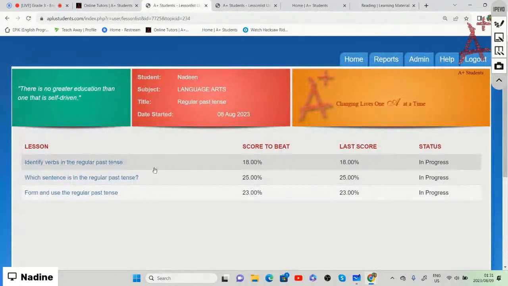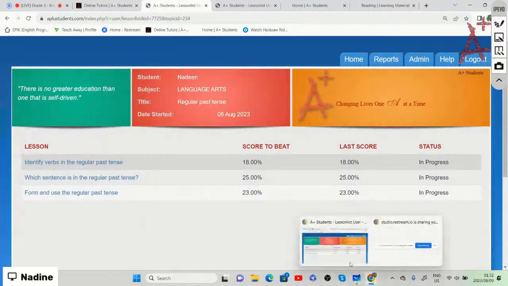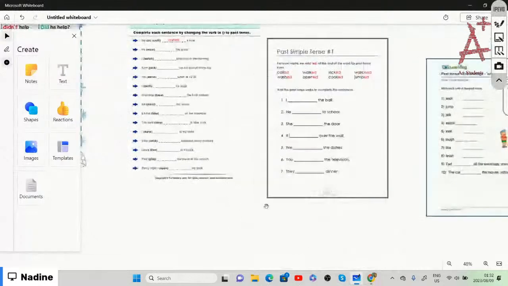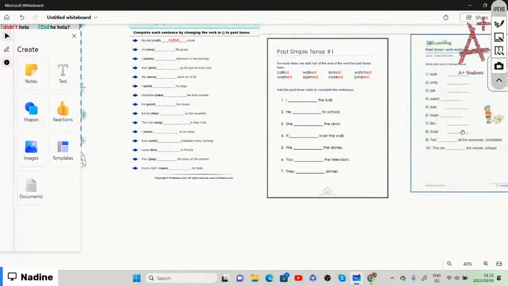All right. So basically, so far, this is the regular past tense. With the regular past tense, it shows something that has happened already in the past. And with regular past tense, we basically just add an ed in order to change that word. We add an ed. So now let us go to our activities.